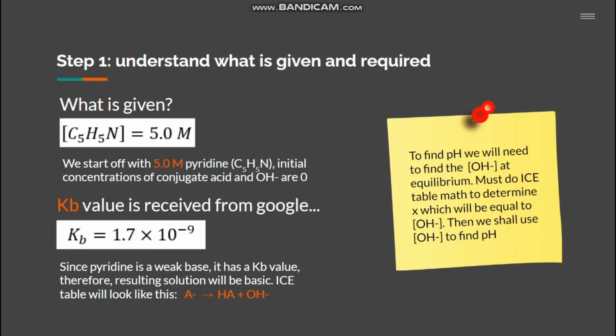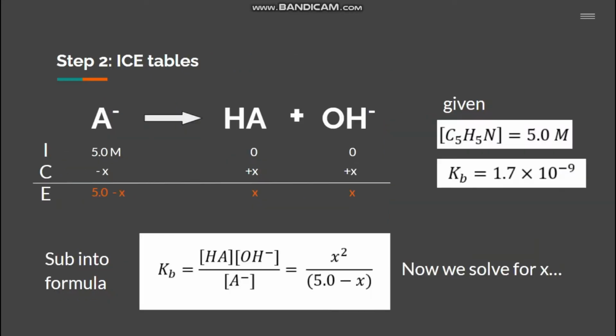Since pyridine is a weak base, it has a Kb value, which is 1.7 times 10 to the power of -9. Therefore, the resulting solution will be basic, and the ice table will have the general equation A negative will dissociate into HA and OH negative. So here we have our ice table, with our initial concentration of pyridine, which is 5 moles, and initial concentration of products as 0. For the change section of our ice table, we subtract x from the reactant side and add x on the product side.